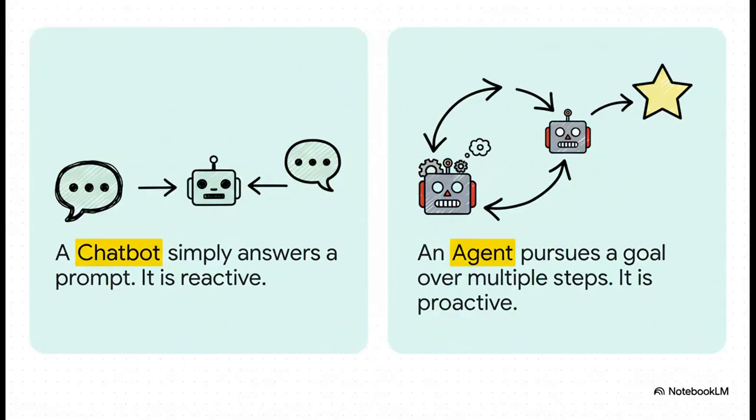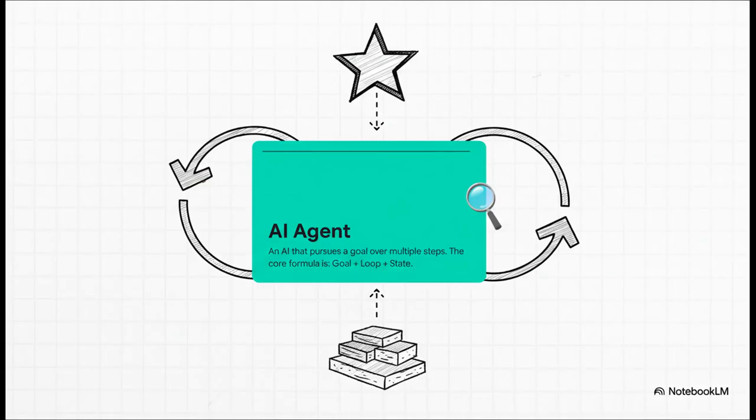And this slide right here, this is the core distinction. A chatbot is fundamentally reactive. You give it a prompt, it spits out an answer, and that's it. The interaction is over. An agent, though? An agent is proactive. You don't just give it a prompt, you give it a goal. And it then works on its own, over multiple steps, to actually achieve it. So there's our working definition. An AI agent is an AI that pursues a goal over multiple steps.